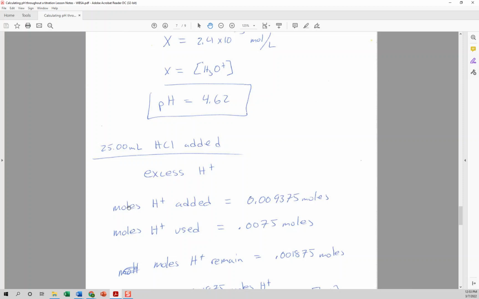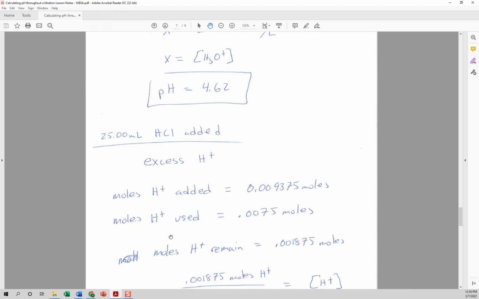So the moles of H plus added to this point would be 0.025 liters times the molarity of HCl, which was 0.375. So that's how many moles of H plus I added. But this is the amount of moles of H plus I lose. Remember, that's equal to the moles of WB that I started with. All the WB takes out H plus in a 1-to-1 ratio. So if I do this minus that, that'll give me moles of H plus that remain, but I want molarity. So what do I have to do? I have to divide by the volume.